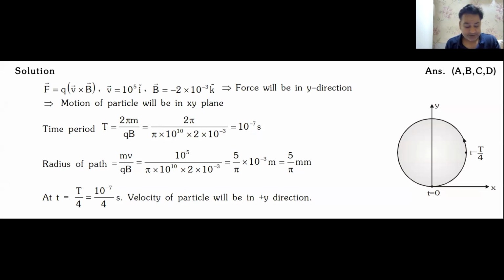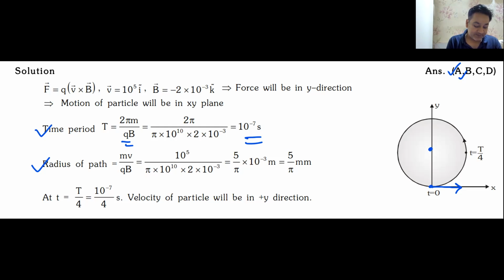Okay, it is pretty straightforward. The particle is projected like this from the origin along the x-axis. So the center of the circle should lie on the y-axis. Yes or no? So option number 1 is correct. Time period is 2 pi m by qB. You find the value of time period. It is coming as 10 to the power -7. So option B is also correct.